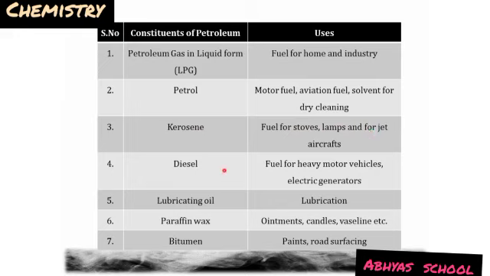Then diesel is also another fraction of petroleum. It's used as a fuel for heavy motor vehicles and also for electric generators. Lubricating oil, mainly used for lubricating machines or engines. Paraffin wax, used for making ointments, candles, Vaseline, etc. Bitumen is also a constituent of petroleum, which is used in paints and also for surfacing roads.